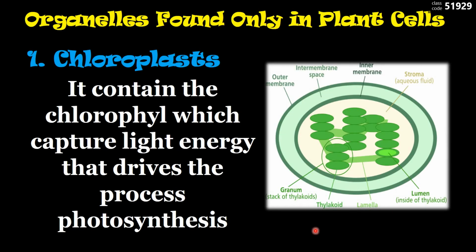Okay, if we have organelles found only in the animal cell, we also have organelles found only in plant cells. This is called chloroplasts. It contains the chlorophyll, which captures light energy that drives the process of photosynthesis. This is the figure.